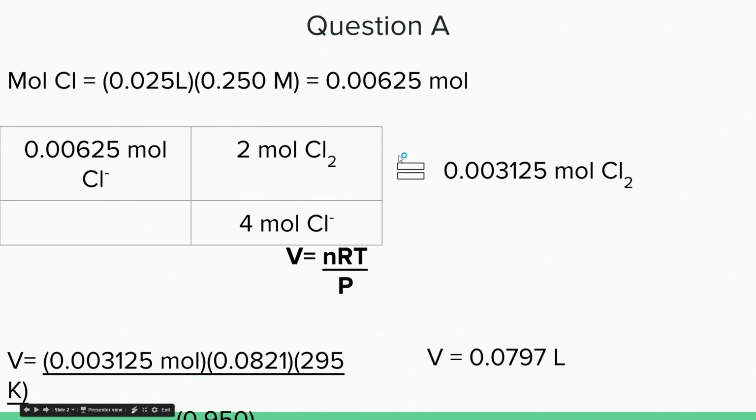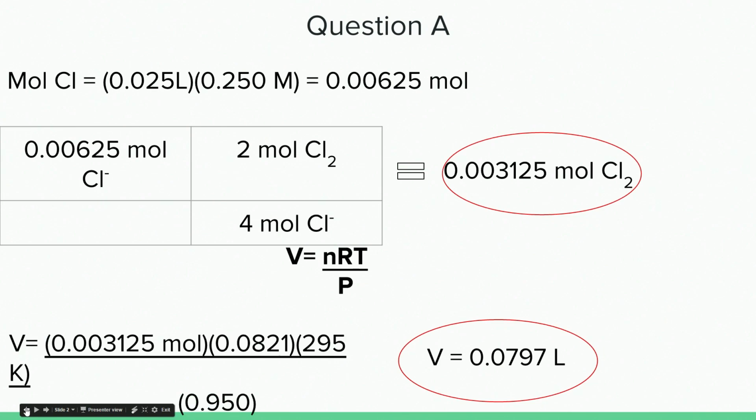Now that you have moles, you can complete the step. If you rearrange the equation PV equals nRT, you get volume equals moles times R times temperature in Kelvin divided by pressure in atm. Sorry that the slides were messed up. We just calculated the moles of CO2, so we can plug that into the equation.